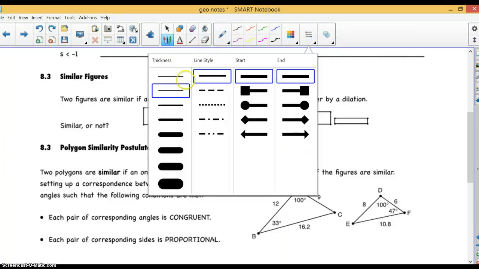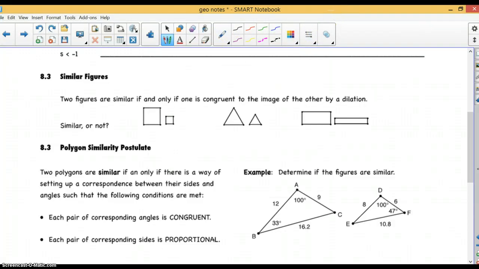Alright, today's notes are all about similar figures. Two figures are similar if and only if one is congruent to the image of the other by a dilation. So if we're looking at these figures and we want to know if they're similar or not, we have two squares, two equilateral triangles, and two rectangles.